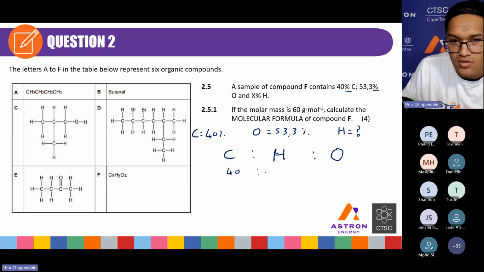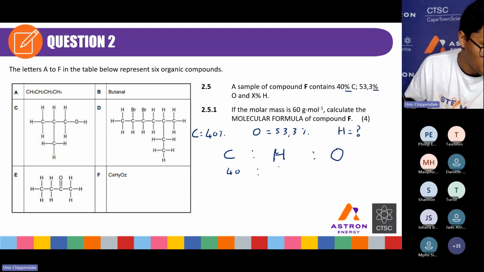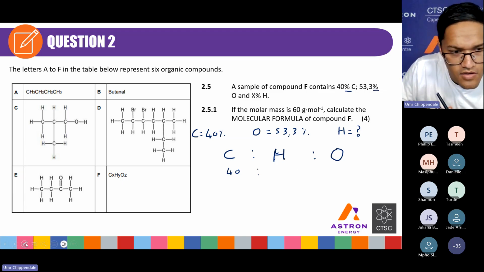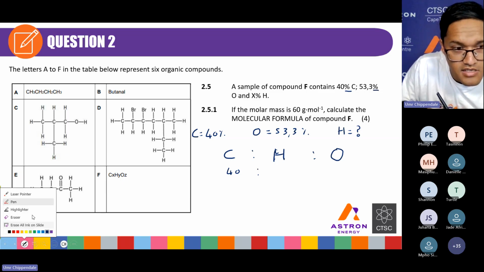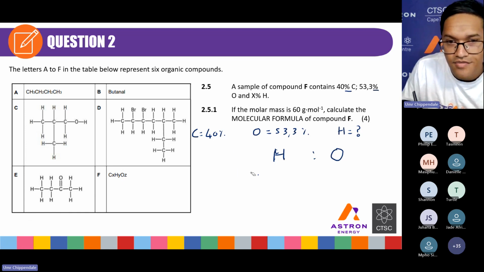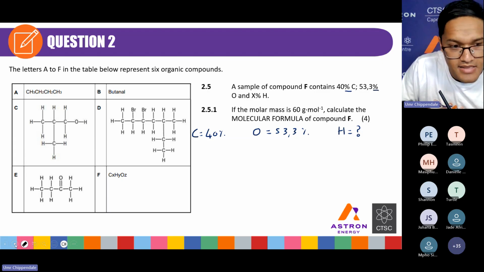Hydrogen, we don't know right now. Wait, let me go back so you can follow a bit better. I actually just jumped a bit there. Before we get to this, we want to find out what hydrogen is. As I was saying, all of these is divided by 100.